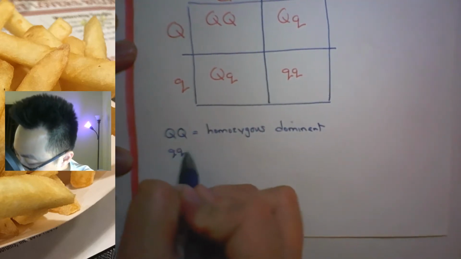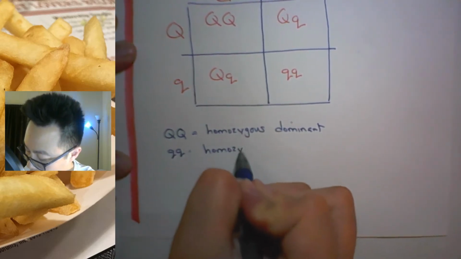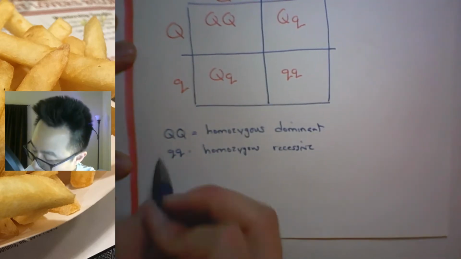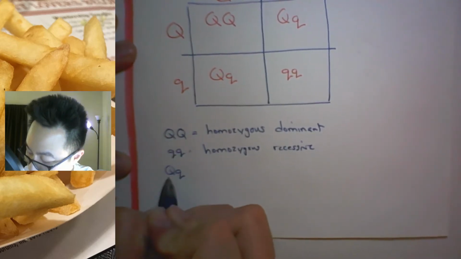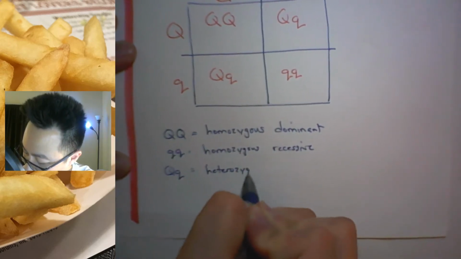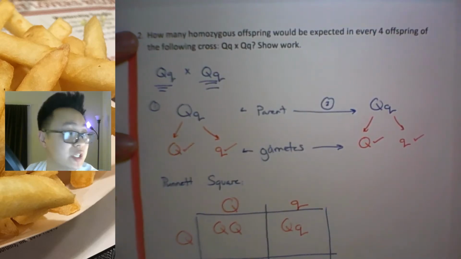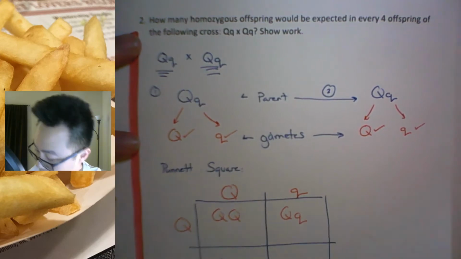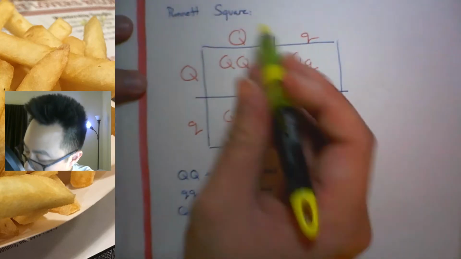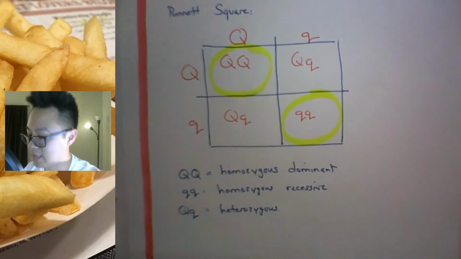If we have two tiny little q's, or little letters, that would be homozygous recessive. And if I were to have them different, where capital letters always come first, this would be known as heterozygous. Now our problem is asking just for homozygous, and didn't specify whether it was dominant or recessive. Therefore, we can say this one here is homozygous, and this one here is also homozygous.